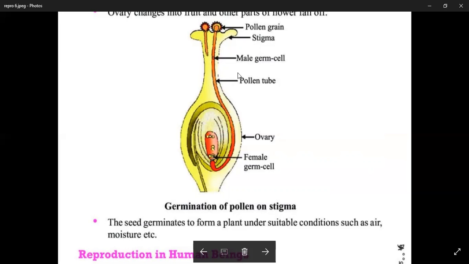Okay. Now the seed germinates to form a plant under suitable conditions such as air and moisture.